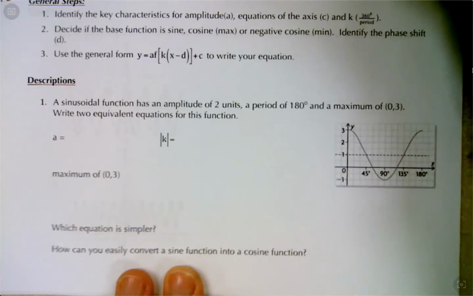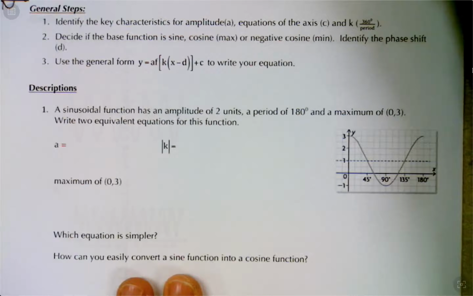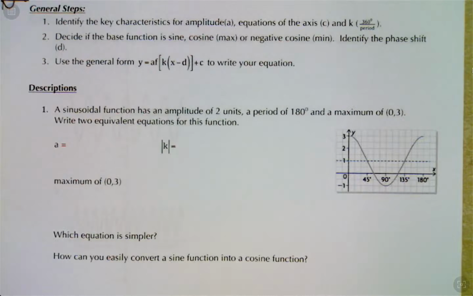All right. So I've recorded a few steps up here, steps that you can use when trying to determine the equation. I usually start with the key characteristics, so amplitude, axis, and the k value, because those can be calculated. Then I look at the graph or the table or whatever information you're given and try to determine the base function. Is it sine or cos? And then from there, you can look to see how far it's been shifted from the original parent function. Once you've got your shift, your base function, a, k, and c, you can put that information into an equation and come up with your final equation.